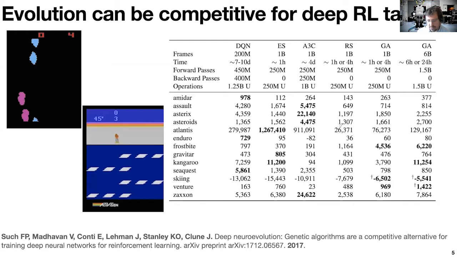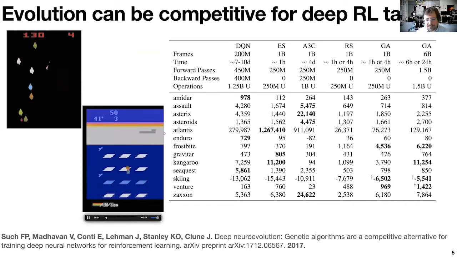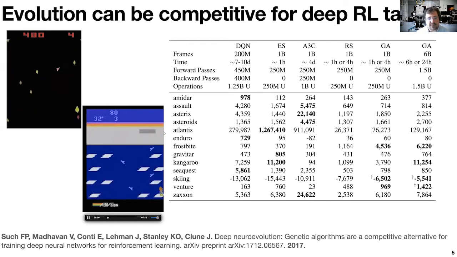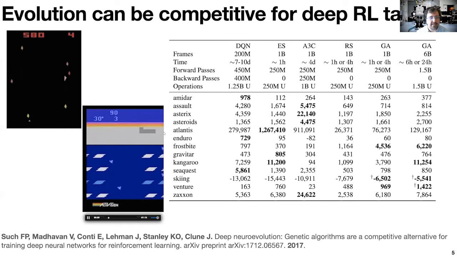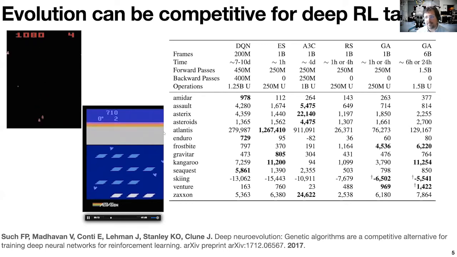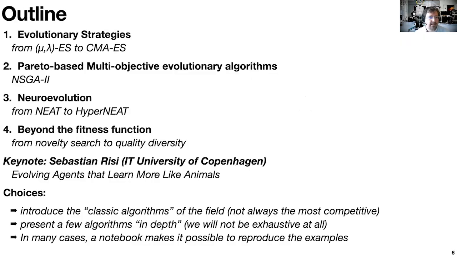So here are a few examples with Atari games that show that we can evolve deep neural networks as policies for these Atari games from pixels directly, with the same hypothesis as deep reinforcement learning algorithms, but using evolution. And as I said, a different metaphor, and I think quite a simpler algorithm.